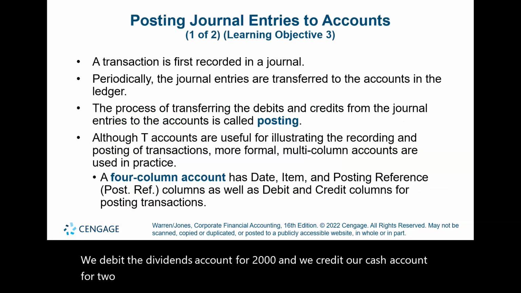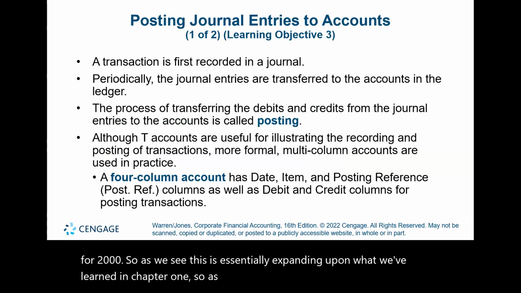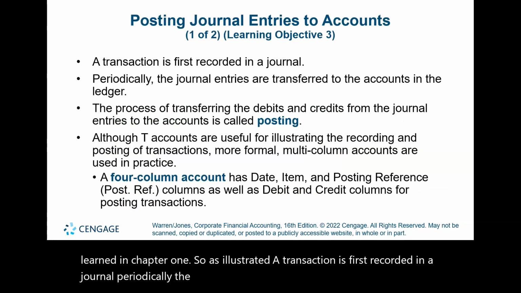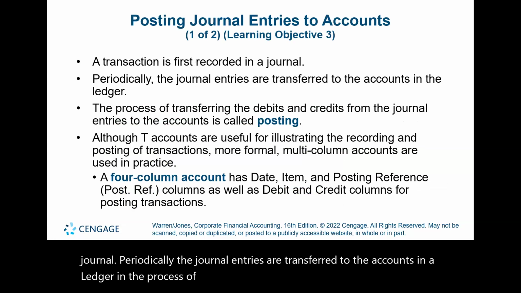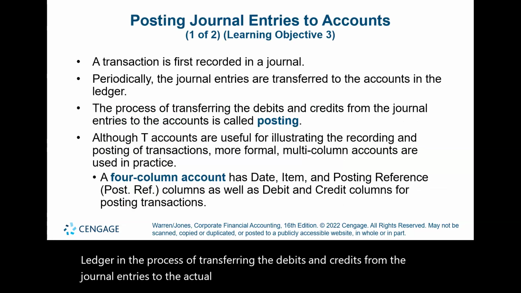So as we see, this is essentially expanding upon what we've learned in chapter 1. So as illustrated, a transaction is first recorded in a journal. Periodically, the journal entries are transferred to the accounts in a ledger, and the process of transferring the debits and credits from the journal entries to the actual account is called posting.